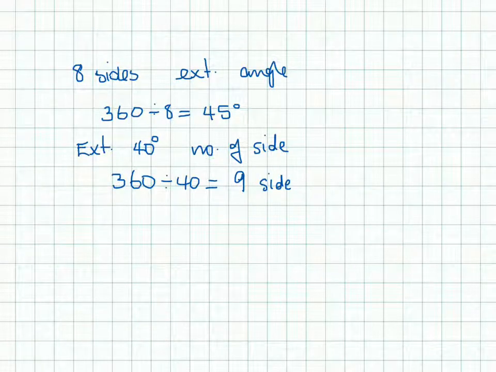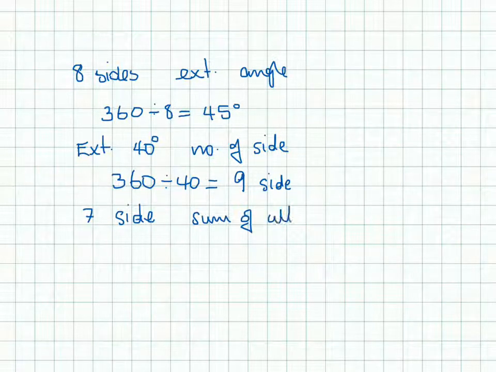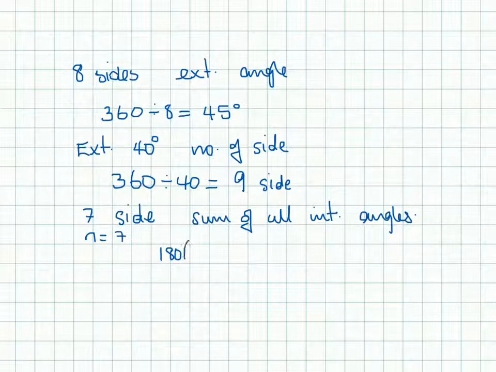Another situation we can look at is, let's say we've got a 7-sided shape or a heptagon, so it's got 7 sides, and we want to find the sum of all the interior angles. Well, pretty easy job. If we know it's got 7 sides, it means that the number of sides n is 7. And we can use a quick formula where we're going to say it's 180 and in brackets n minus 2. Just replace the n with 7.